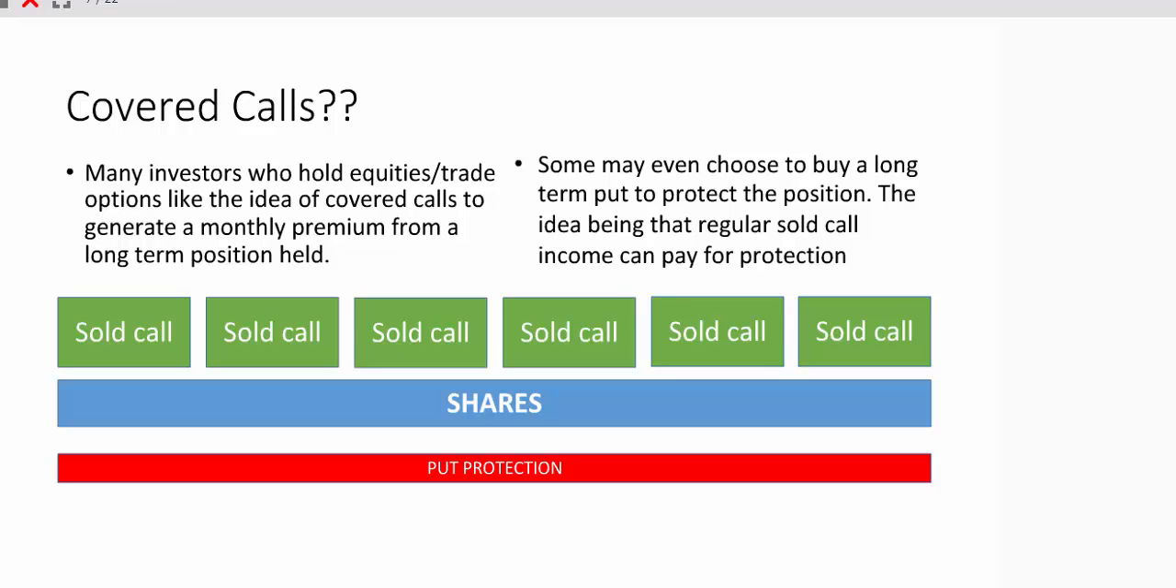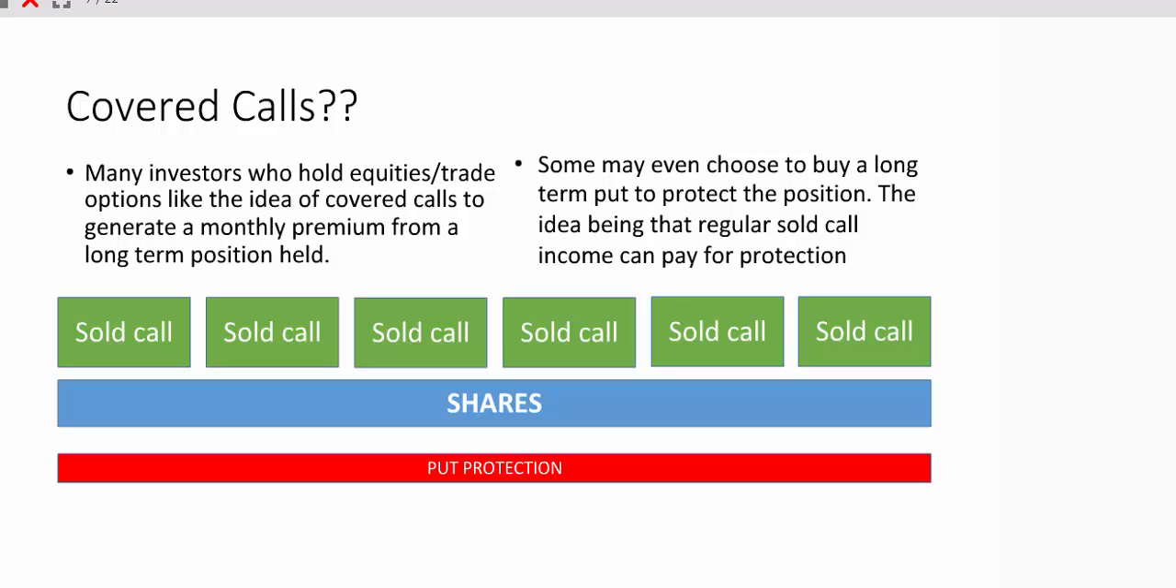So many of you will be familiar with this. Just let me know, how many of you are trading covered calls? Thanks guys, there's a few of you.